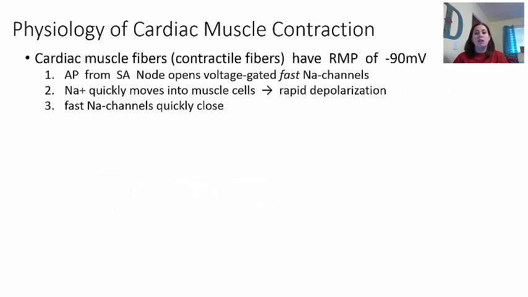So now let's talk about how the muscles in the heart actually do their contractions. How do they contract to push the blood through the body? Cardiac muscle fibers are what we call contractile fibers. They do have a resting membrane potential of about -90.